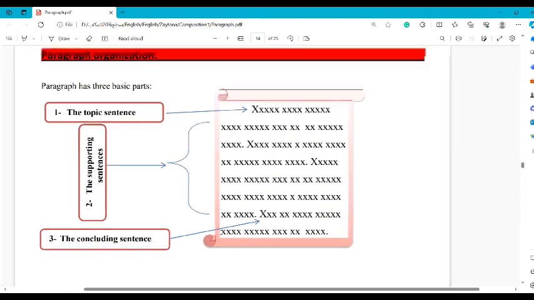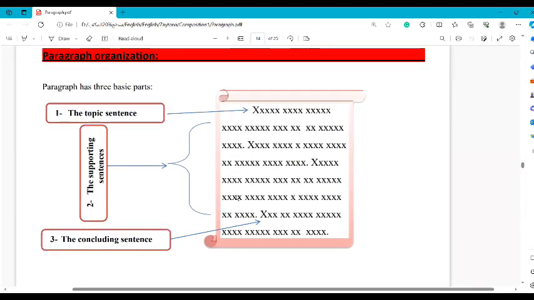Okay. This is a figure of a paragraph. This is the shape of the paragraph. You see here the space. You see it in the beginning of the paragraph. You see this space? Yes, prof. Why this? يعني هي main rule. It's a main rule, right?